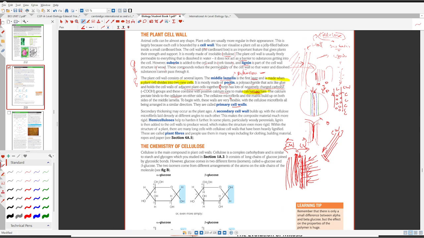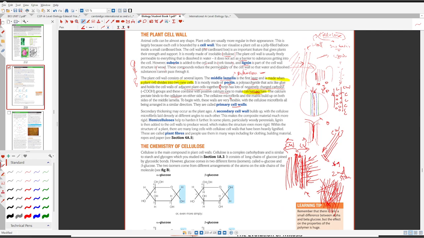And so it's going to start forming a primary cell wall on the left and right side of the middle lamella. Now, secondary thickening might occur as the plant ages, where your secondary cell wall builds up, with the cellulose microfibrils laid densely at different angles to each other. So over here, your cellulose microfibrils were formed in one direction only. Now your secondary cell wall is going to be in loads of different directions, adding almost a second layer of structure, of turgidity, right? It makes it much stronger.